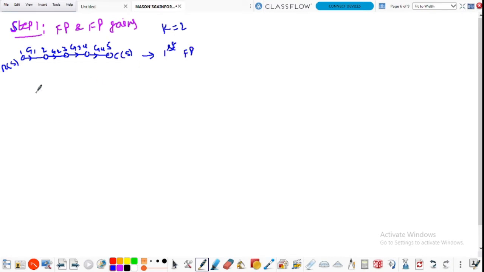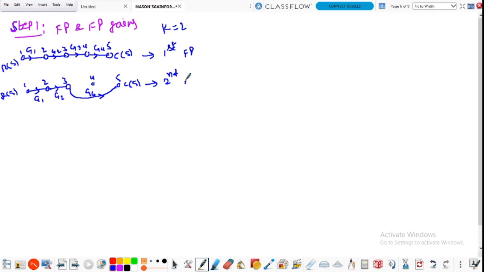And the second forward path is 1 to 2, 2 to 3, and 3 to 5. First node, second node, third node, fourth node, and fifth node. This gain is G1, this gain is G2, and this gain is G6. This is the input node, that is R of S, and this is the output node, that is C of S, and this is the second forward path.